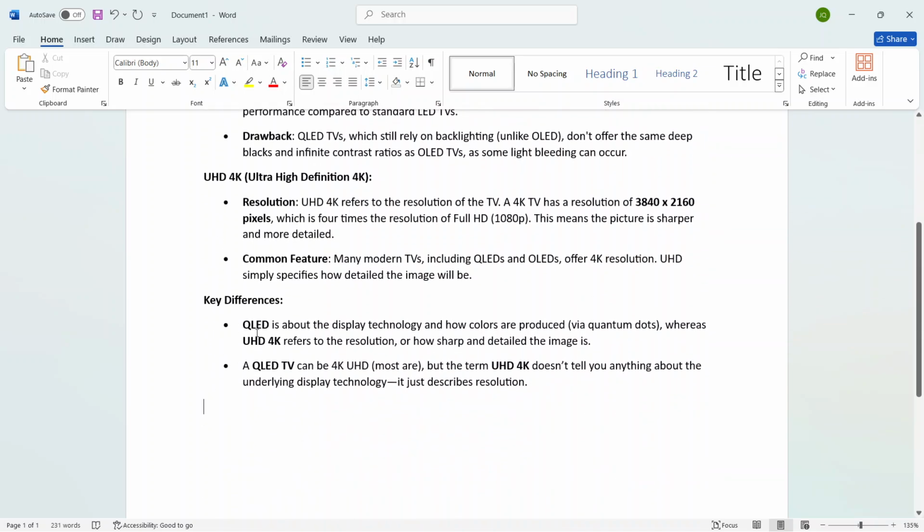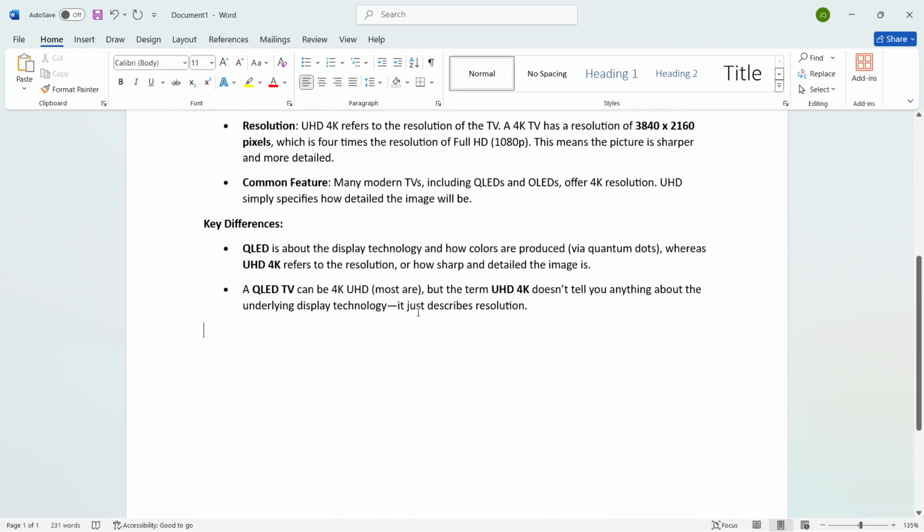The key difference is that QLED is about the display technology and how colors are produced, whereas UHD 4K refers to the resolution, or how sharp and detailed the image is. A QLED TV can be 4K UHD, and most are, but the term UHD 4K doesn't tell you anything about the underlying display technology, it just describes resolution.